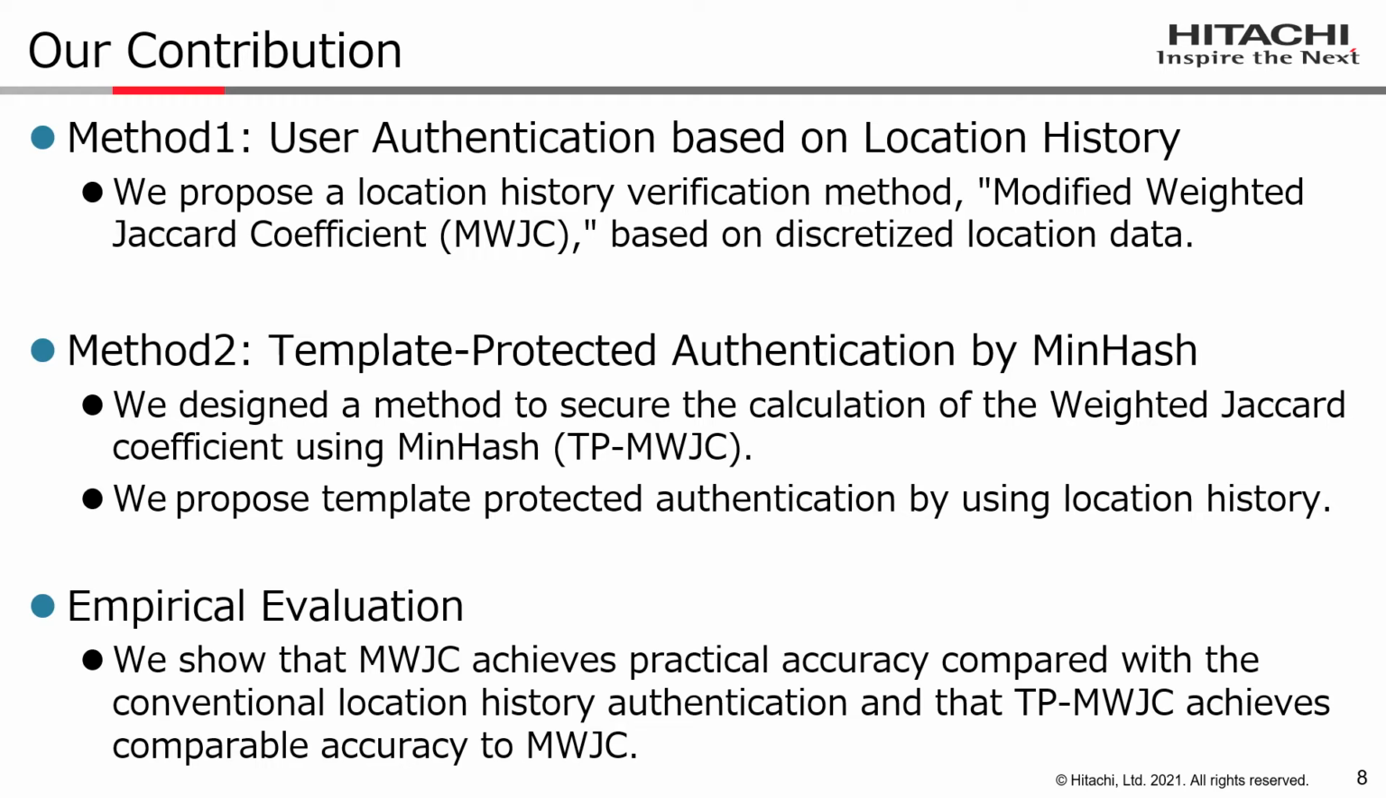To handle the former problem, we propose a set similarity measure, the modified weighted Jaccard coefficient, MWJC in short, and propose a user authentication method based on location history. To handle the second problem, we designed a method to secure the calculation of the weighted Jaccard coefficient using MinHash, TP-MWJC in short, and propose template protected authentication using location history. Then we show that the proposed MWJC achieves practical accuracy compared with the conventional location history authentication, and that TP-MWJC achieves comparable accuracy to MWJC.